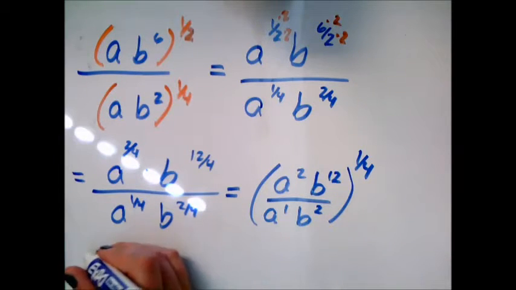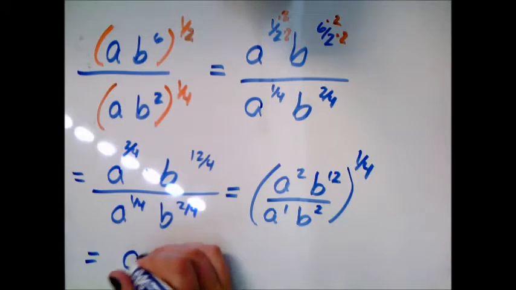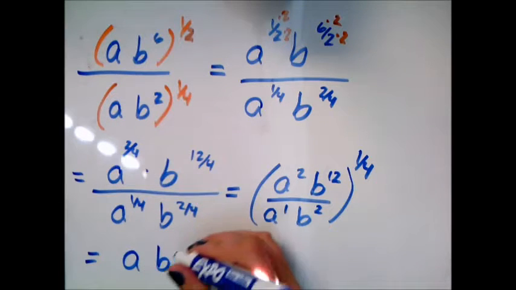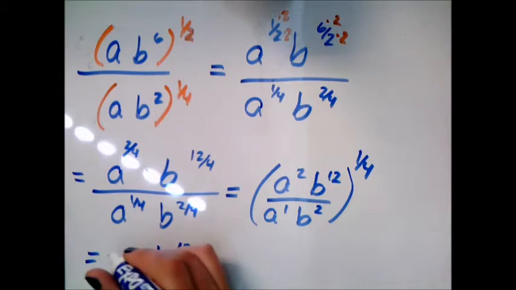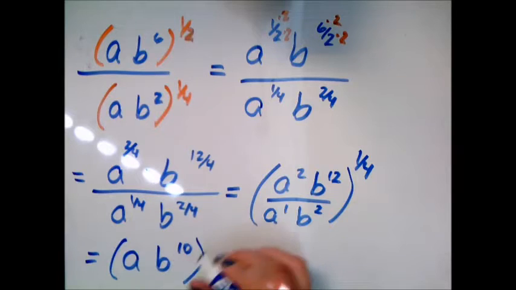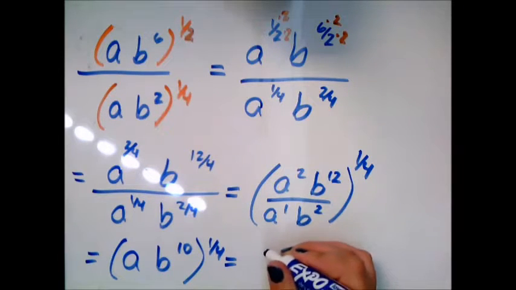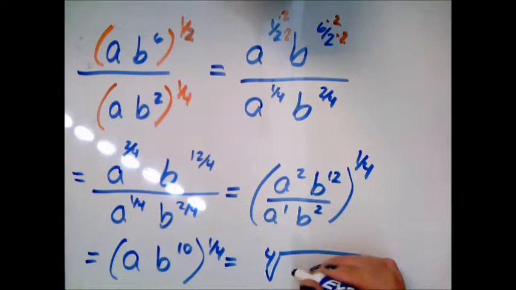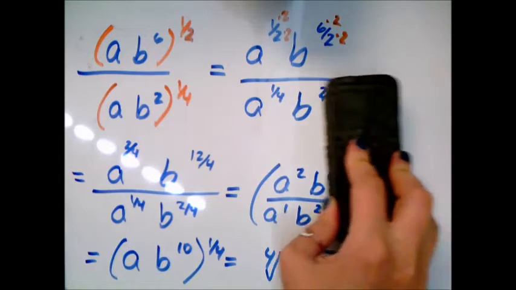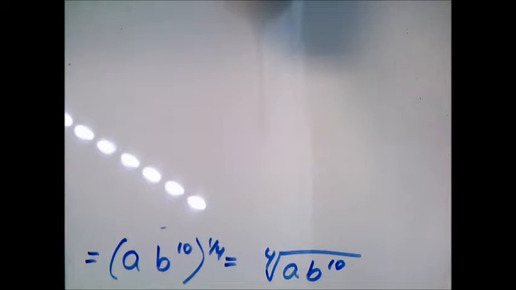So we'll see what's going to cancel. We end up with an a and a b to the 10th, and all to the 1/4. Also, another way to write to the 1/4 is to say we're taking the fourth root of all of that. Now, sometimes you'd be done at that point, fourth root of a, b to the 10th, but it looks like b to the 10th has enough where maybe we can't take the perfect fourth root of that, but we should be able to free some of the items from the fourth root.